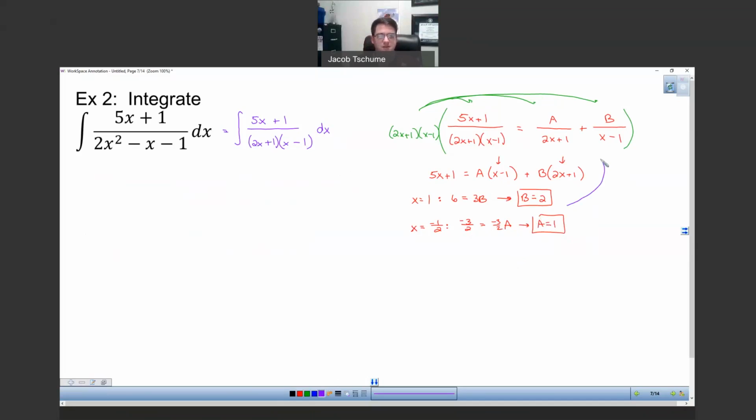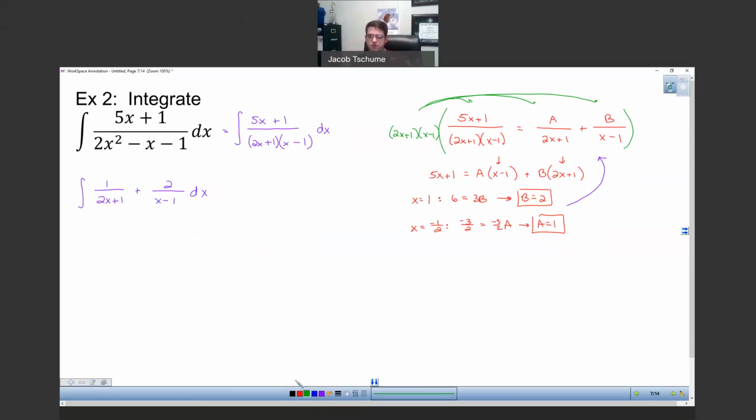I am now going to sub both of my constants into my breakdown of the partial fractions, and I'm going to rewrite my integral over here on the left. So you should be able to rewrite this as 1 over 2x plus 1 plus 2 over x minus 1 dx. And since this is an indefinite integral, we just have to integrate each term and get the final answer.